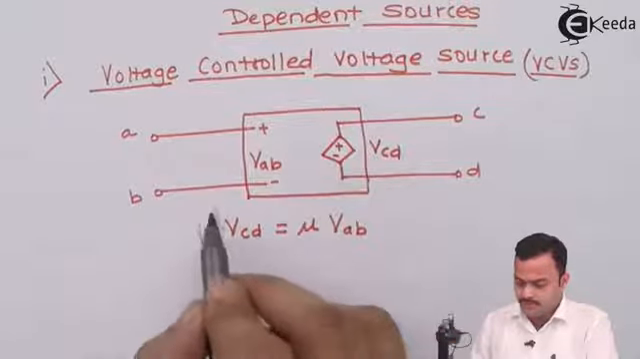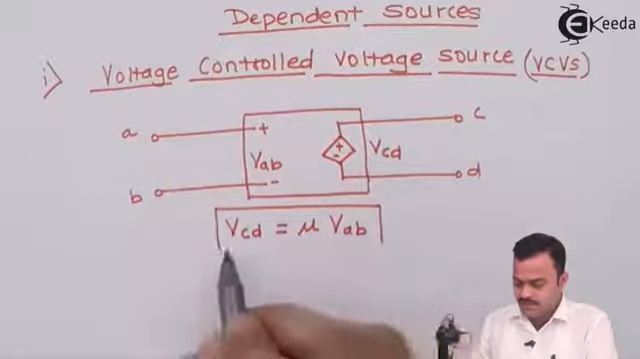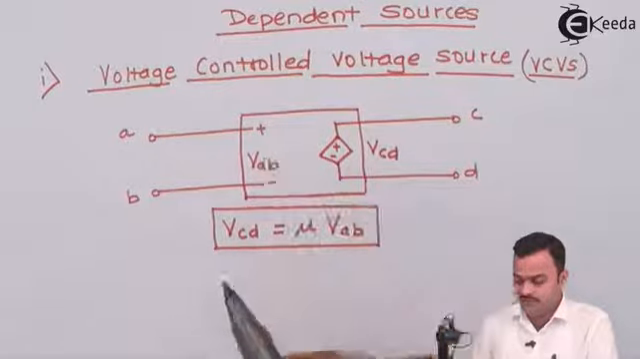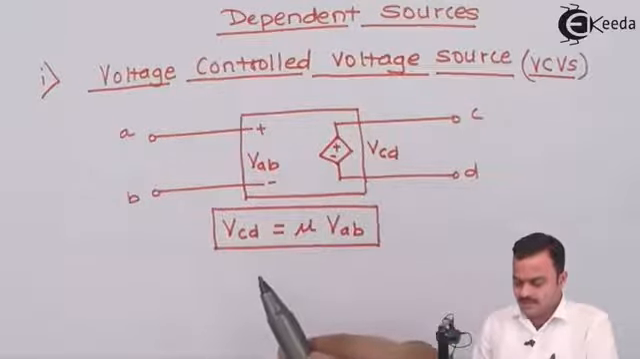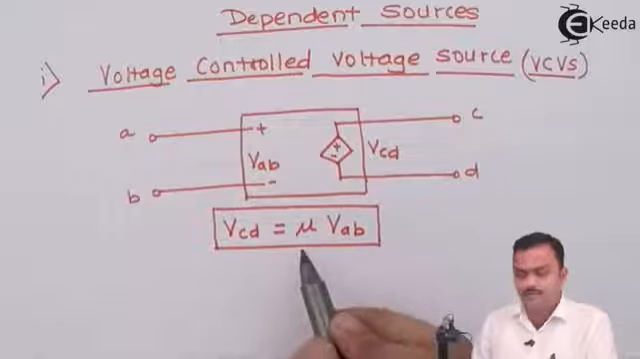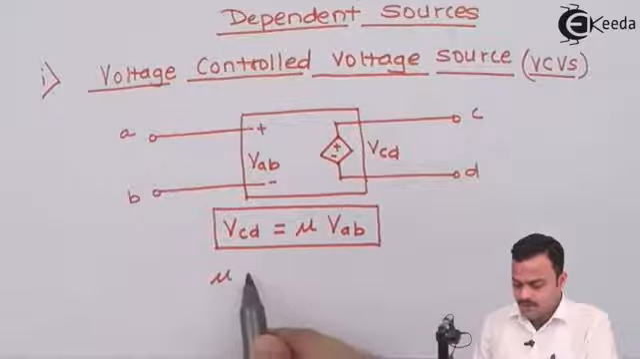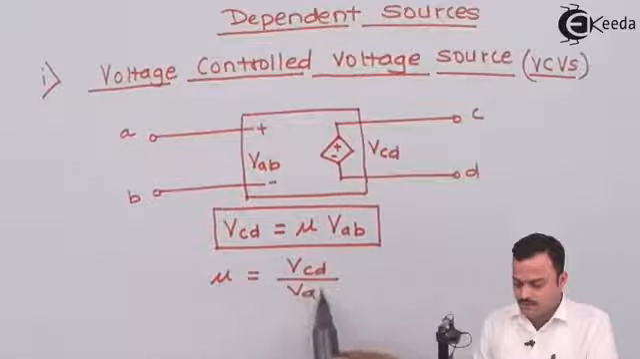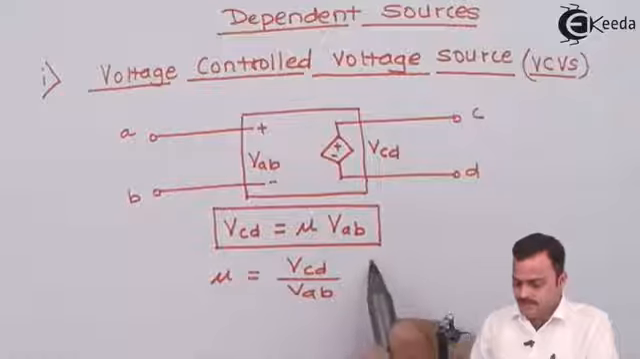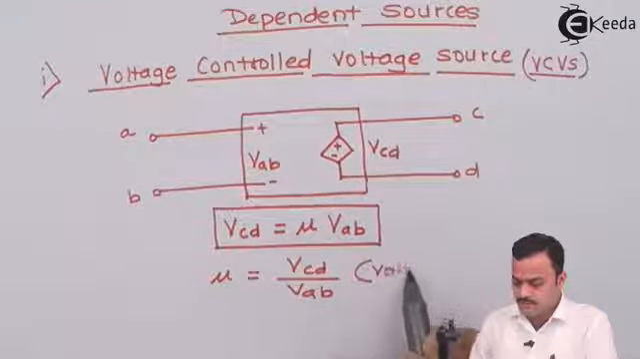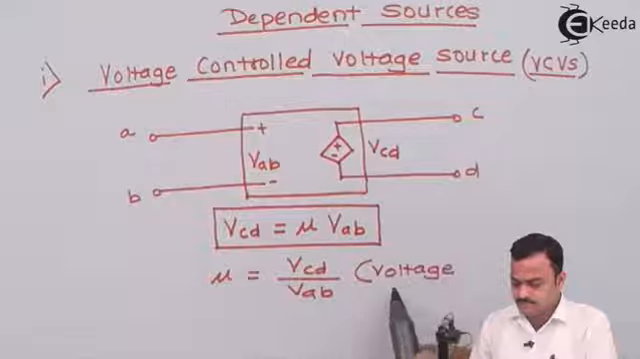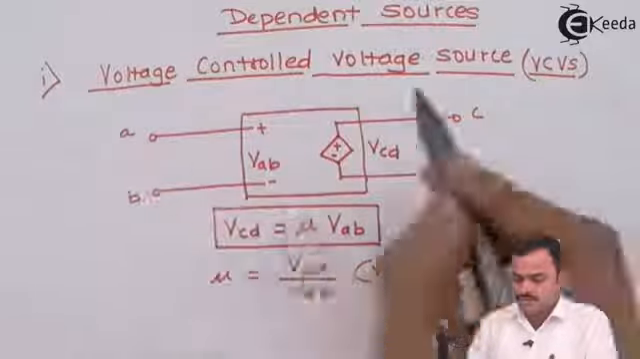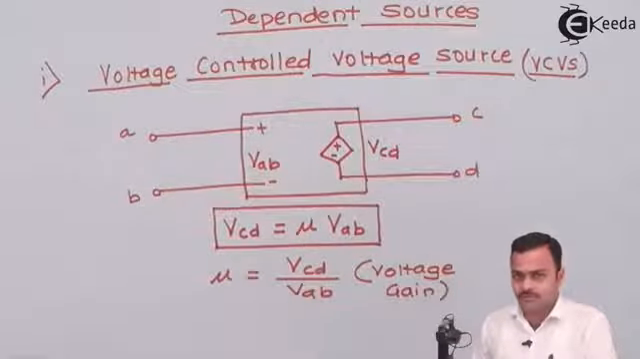So basically what we have done, we have represented VCD as a voltage source which depends on another voltage VAB present in the same circuit. If you see carefully, we can get this mu as the ratio of two voltages. So it is a dimensionless quantity and it is called voltage gain. So this is about the voltage controlled voltage source.